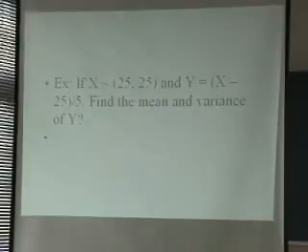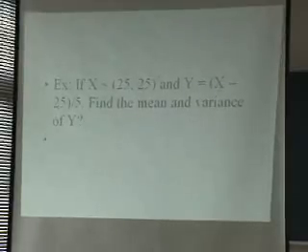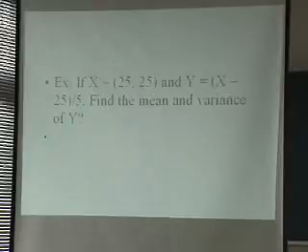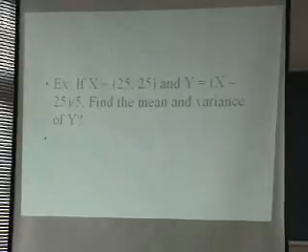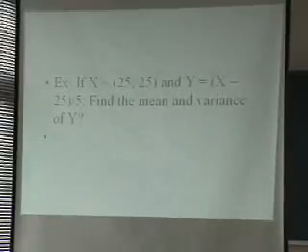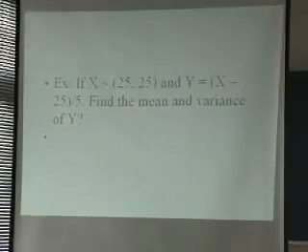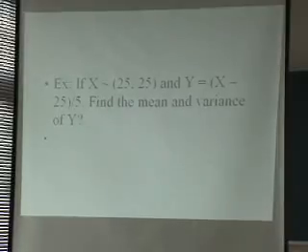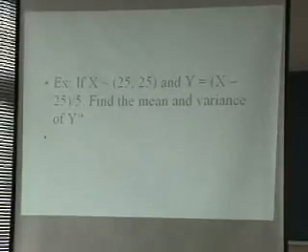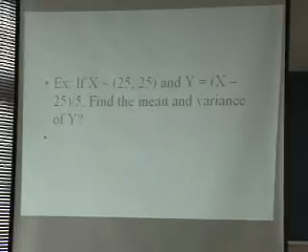The functions of random variables. So here we have X, the mean is 25 and the variance is 25, and Y is equal to (X minus 25) divided by 5. You are required to find the mean and variance of Y. Okay, so basically it is very easy, right? You are trying to figure out the expectation of Y and the variance of Y.